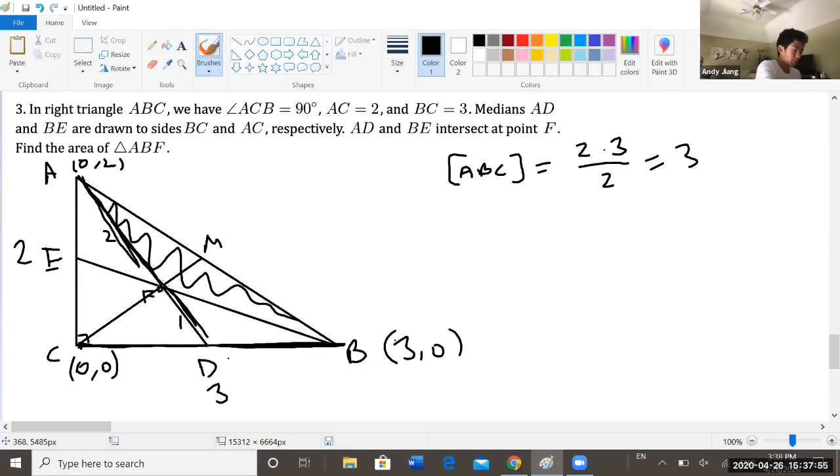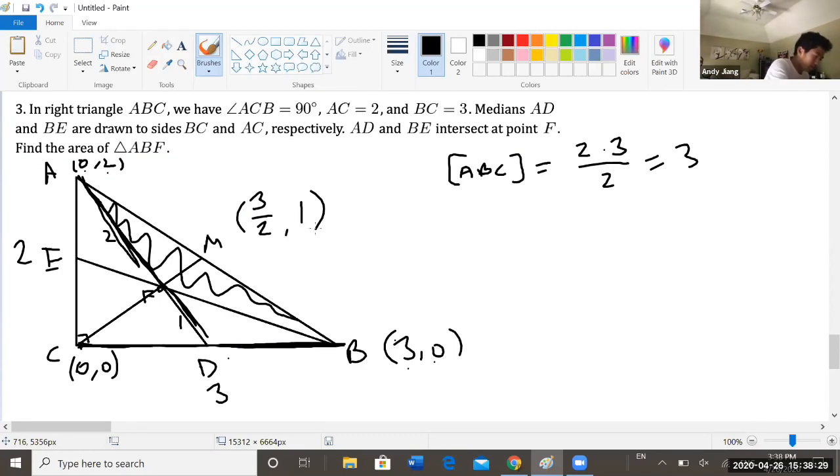I have A and B, but I don't have F. So to find F, let me find M first. And M is the midpoint of AB because CM is a median. So I'll take the average of 0 and 3. That's 3 halves. And I'll take the average of 2 and 0. That's 1. So the coordinate of M is 3 halves, 1, which is halfway.